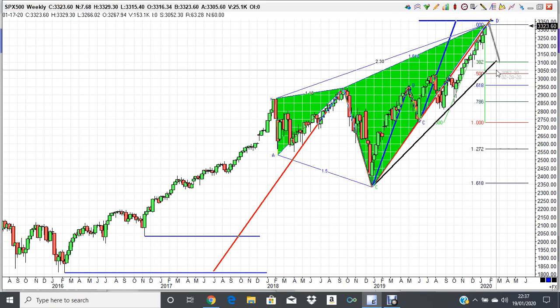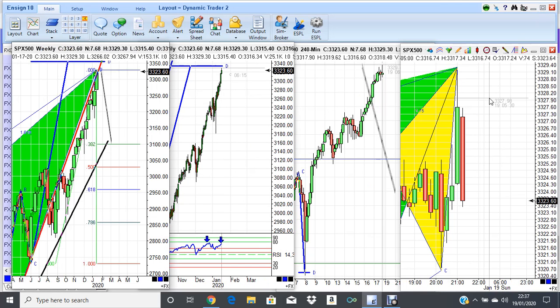Obviously the markets are closed tomorrow in the US, so I don't know if the futures are trading. The futures might be open. We'll have to keep an eye on it and see. But so that's the S&P.